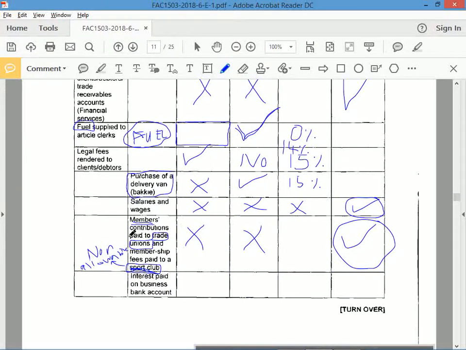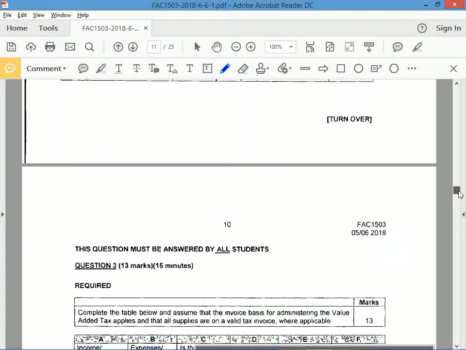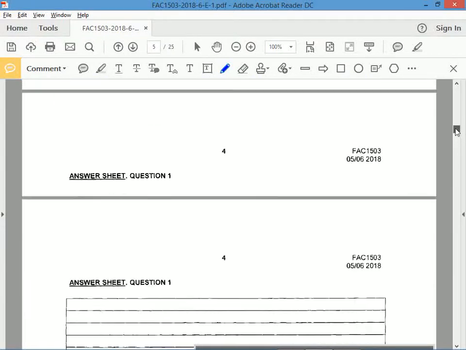Yeah, even a trade union wouldn't be something that would be a business expense. It's not business. It's unrelated. So I would still motivate it the same as we did initially. Okay. All right, let's have a look at the next bit.